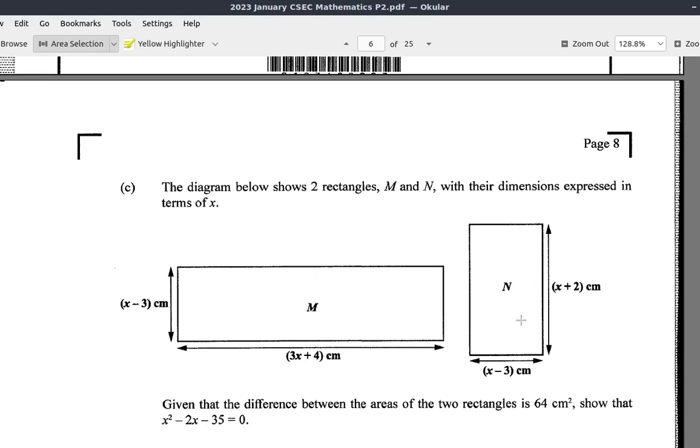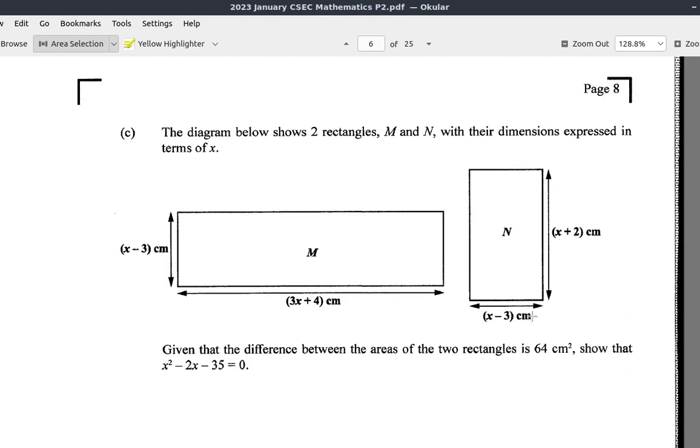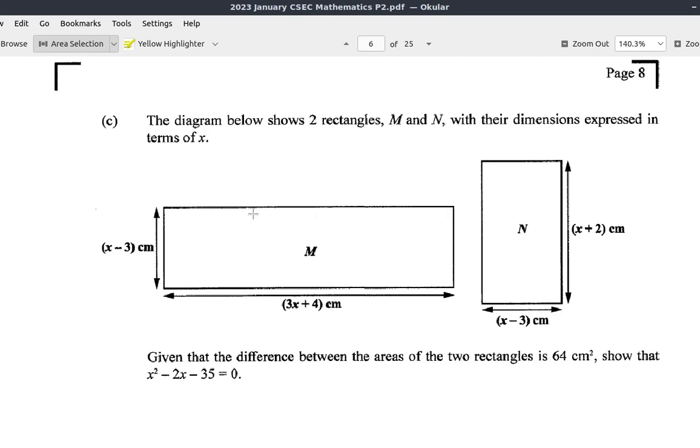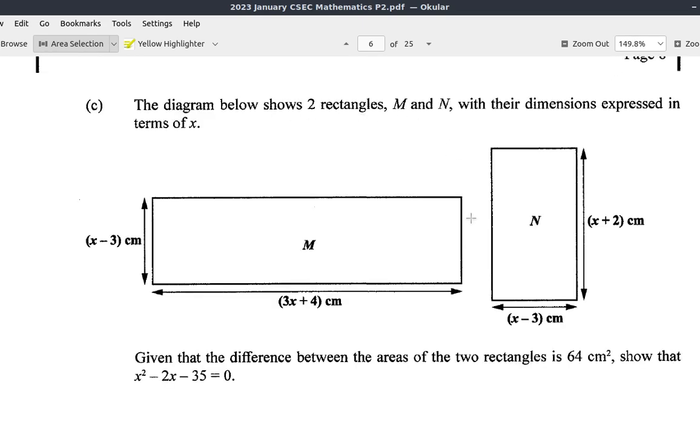So we're at part C now of the CSEC Mathematics January 2023 paper. It says here, the diagram below shows two rectangles M and N with their dimensions expressed in terms of x. In terms of x means you have x and numbers.